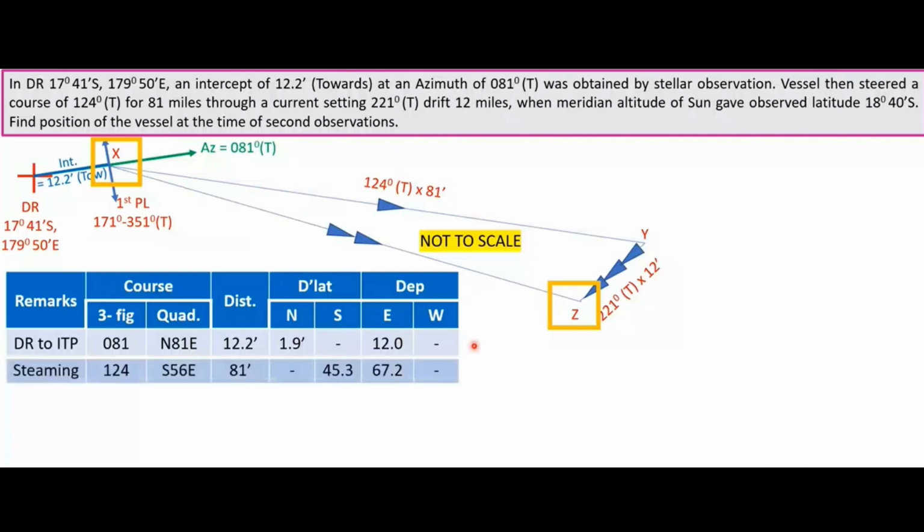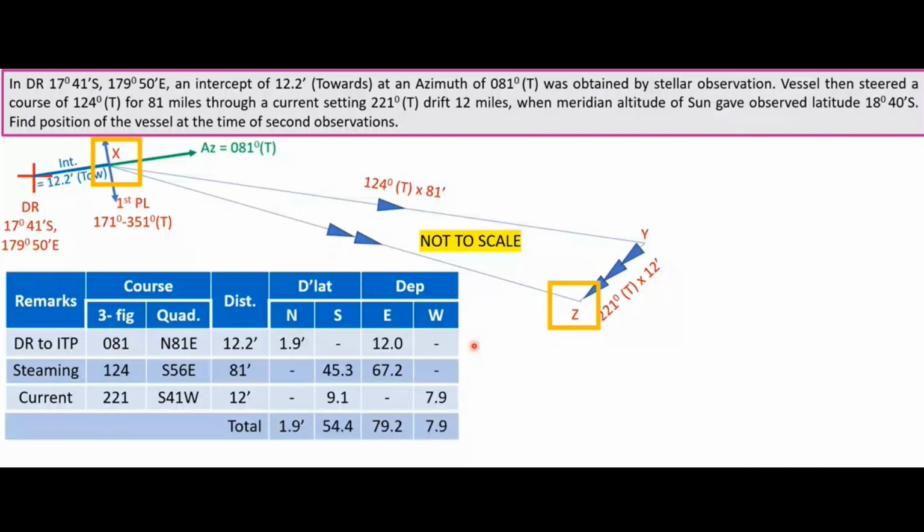Second leg would be the vessel steaming on a course of 124 degrees true, converted to quadrantal, distance 81 miles, and we obtain the delat and departure. And the last is the effect of current, 221 degrees, converted to quadrantal, 12 miles the drift, and we get delat and departure. Then we total up the delat and departure in each column, and we get the total.